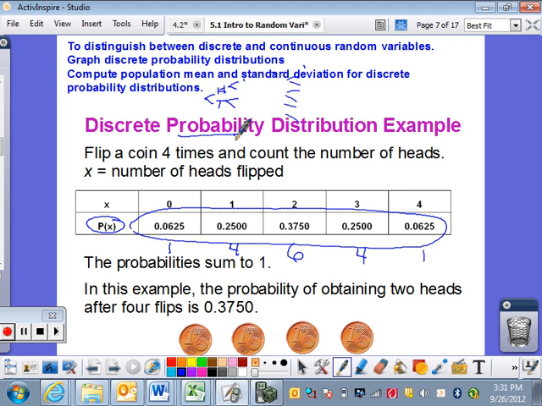They're using probability instead of actual physical numbers. So that's the only difference. These numbers that I have circled, these probabilities, will add up to 1 because you have every possibility. Okay? And then in this example, the probability of getting 2 heads after 4 flips is 37.5% or 0.375. And that's how they go about doing that. So that's an idea of what happens.